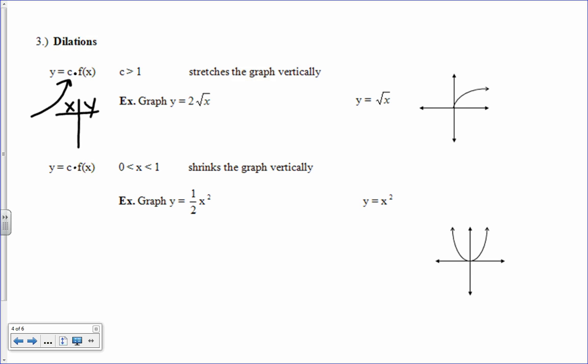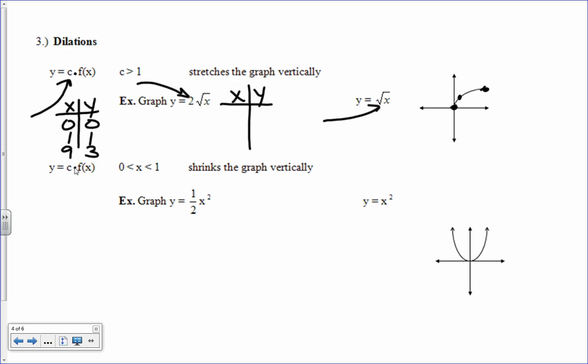Let's do an XY table for the original. So 0, 0. What's probably another good value to choose? Okay, 1. So it's 1, comma, 1, and let's do 9. 9, comma, 3. So you agree these are these points here. So 0, 0, 1, 1, 9, 3, something like that, right? You with me on that? So what does this 2 actually do then? Let's do an XY table for that one.